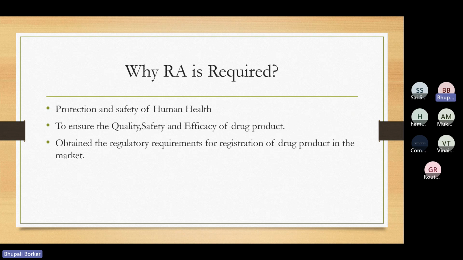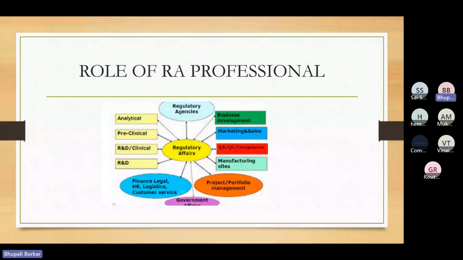Obtain the regulatory requirements for registration of drug product in the market and drug development, and ultimately commercialization. So these are the things which is why we require RA. If the product is not safe for human health, it is not possible to market any product in any particular country, and they're very, very strict about all these regulations when you market a product in their country.